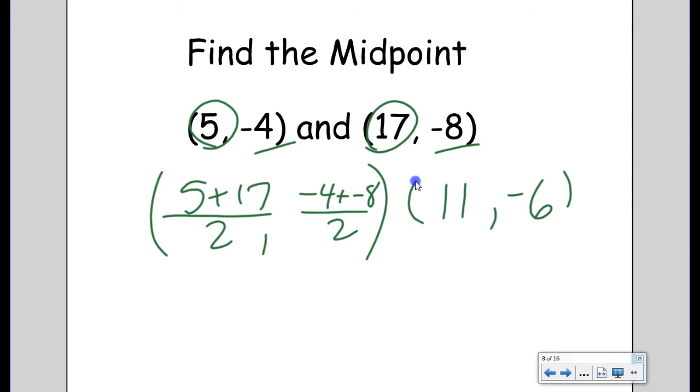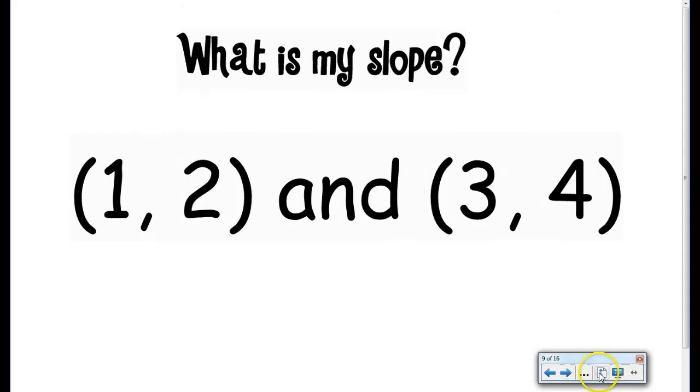I thought it was a positive 6. Well, negative 4 plus negative 8 is negative 12, and negative 12 cut in half is negative 6. You can put it all in your calculator. You can put every step in your calculator.